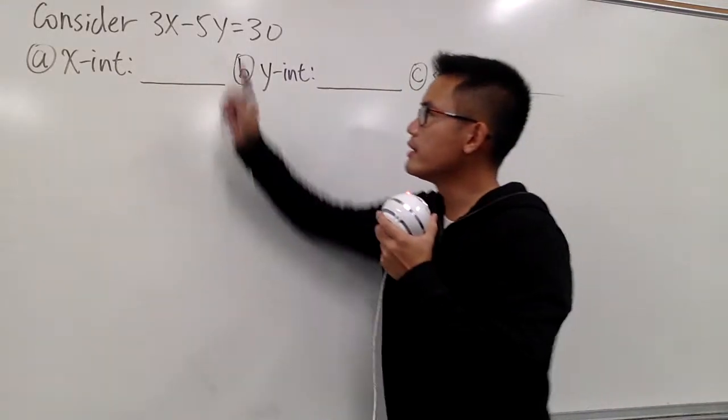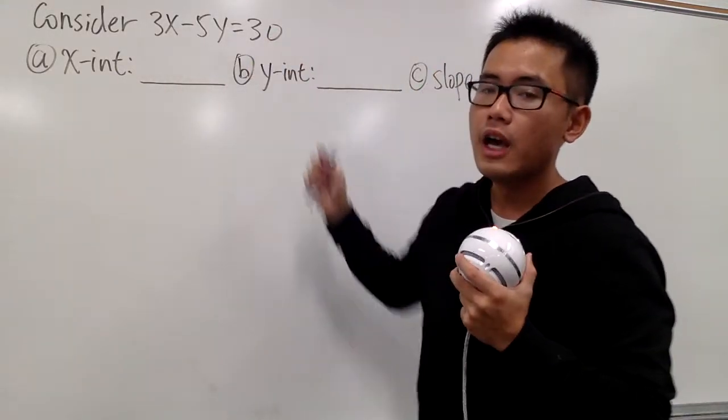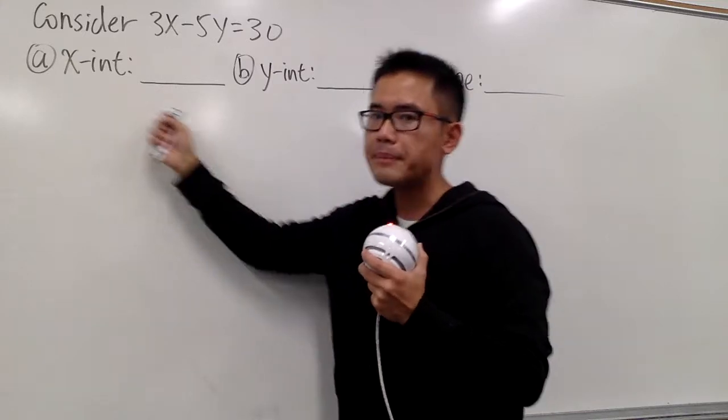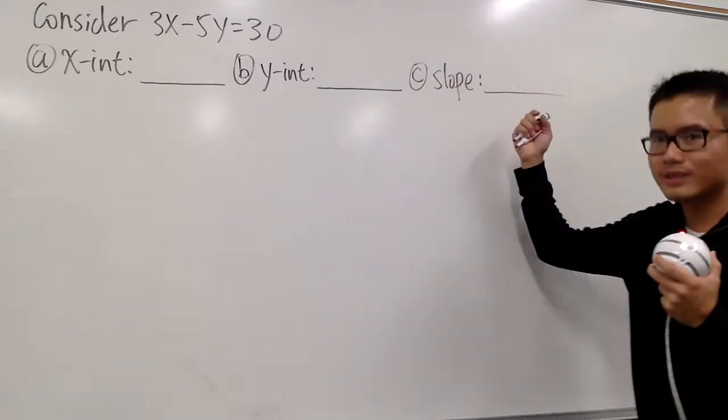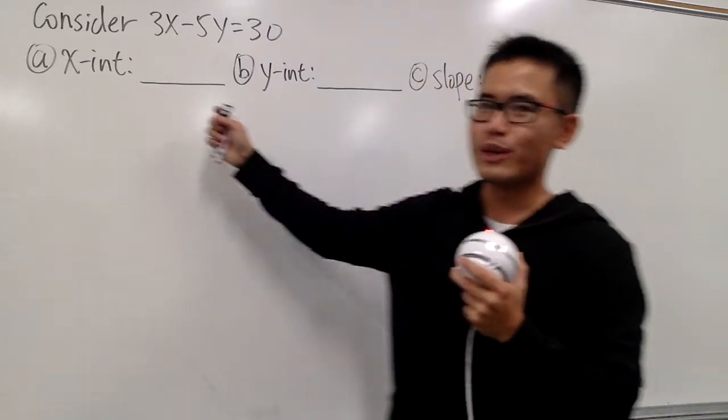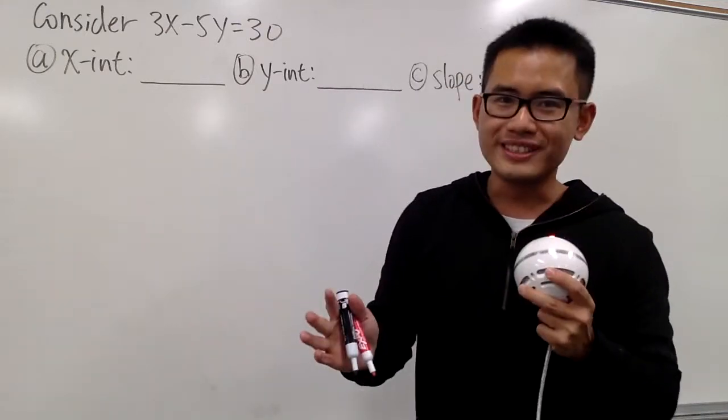Okay, here we have this equation, 3x minus 5y is equal to 30, and we're going to find out its x-intercept, its y-intercept, and also the slope, right? And let's start with this one right here first. What shall we do first?